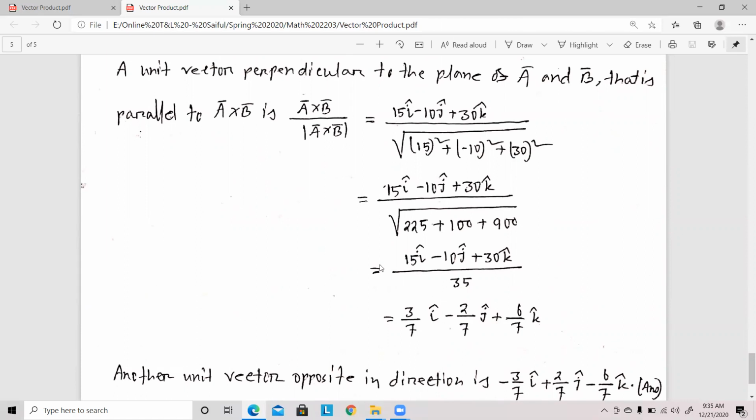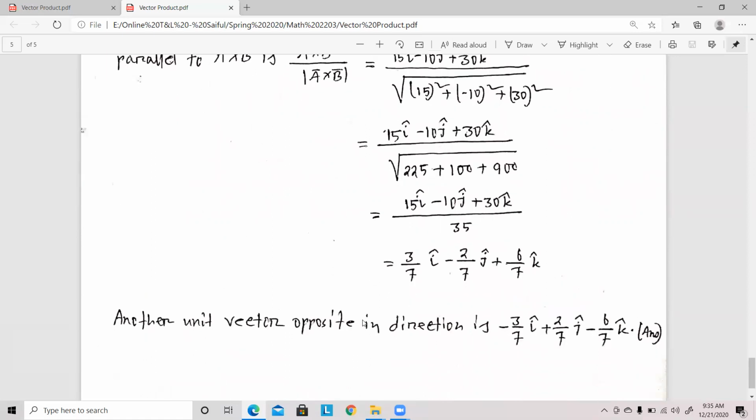So this is one of the vectors, and we know there is an opposite direction. This vector is perpendicular to the plane of A and B. So there is an opposite direction, and to get that direction, we just have to multiply this vector by the negative sign. And another unit vector opposite in direction is minus 3 by 7i plus 2 by 7j minus 6 by 7k.